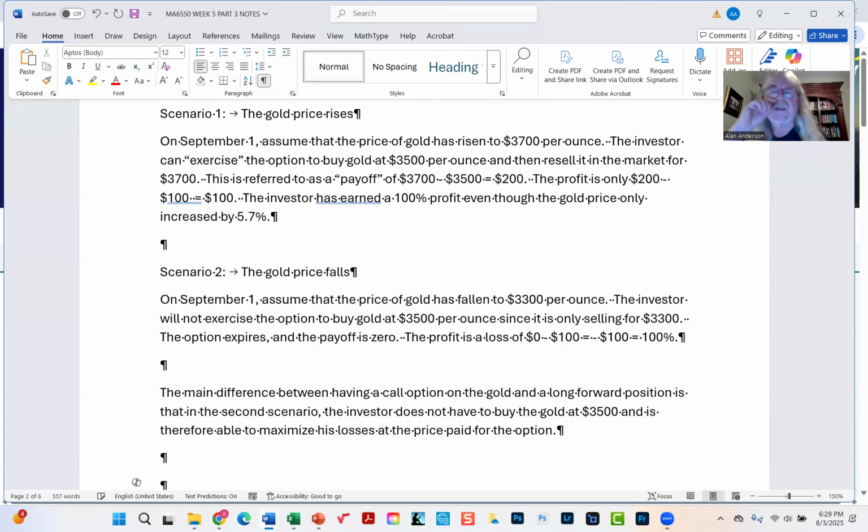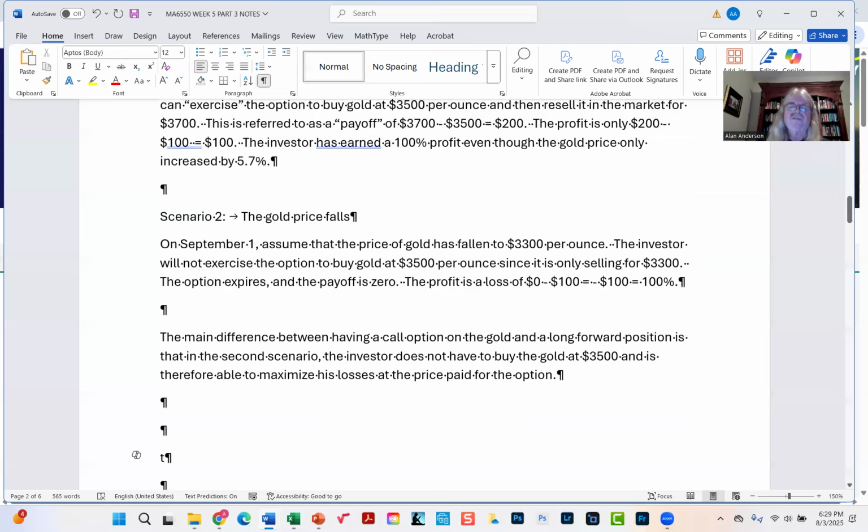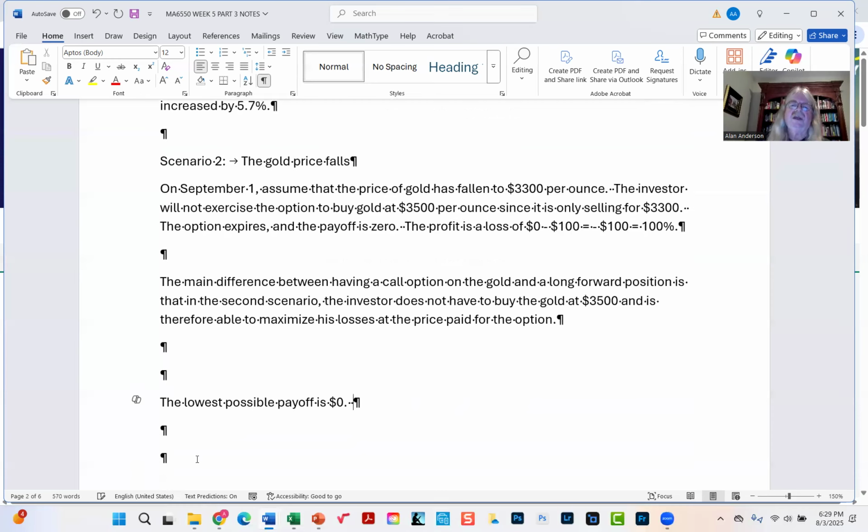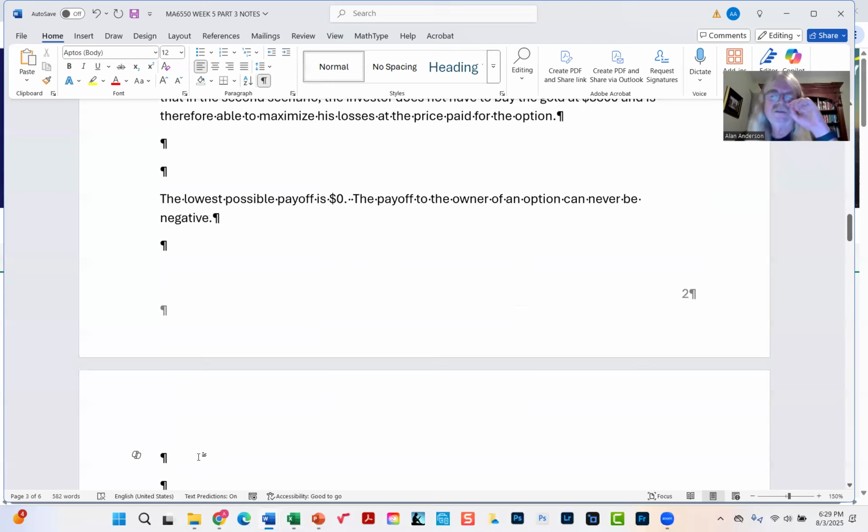So you see, remember before the long forward position, we would have been forced to buy the gold at 3,500, even though it's only selling for 33. Here, that's not the case. We have the right to say, no, we're not going to do this. And therefore, the maximum loss is always going to be the amount you paid for it. And on top of that, the lowest possible payoff is zero. It can't be negative. The payoff to an option can never be negative. That's an important step. Okay.